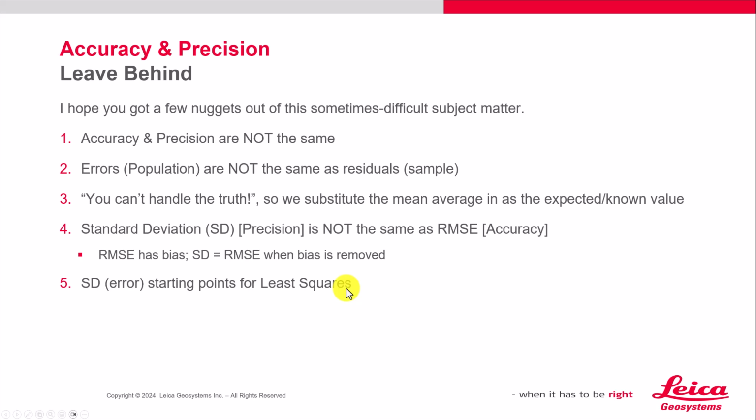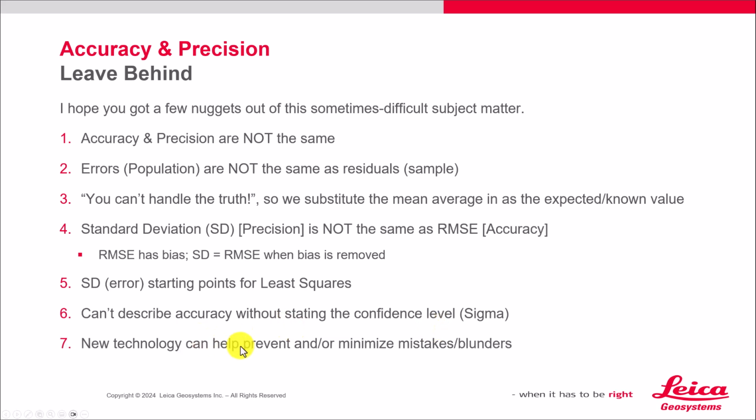Standard deviation error, starting points for least squares. We gave you some values that you could use if you're going to do a least squares adjustment. And you can't describe accuracy without stating the confidence level or how many sigma. So if nothing else, you left here knowing you can't just say I'm accurate to 1/100th of a foot. Is that 1 sigma, 2 sigma, 3 sigma? What is it? And new technology can help prevent or minimize mistakes and blunders, as long as you take into account their new accuracy and precision specifications. And as professional surveyors, we are designers, and we use error theory to prove it.